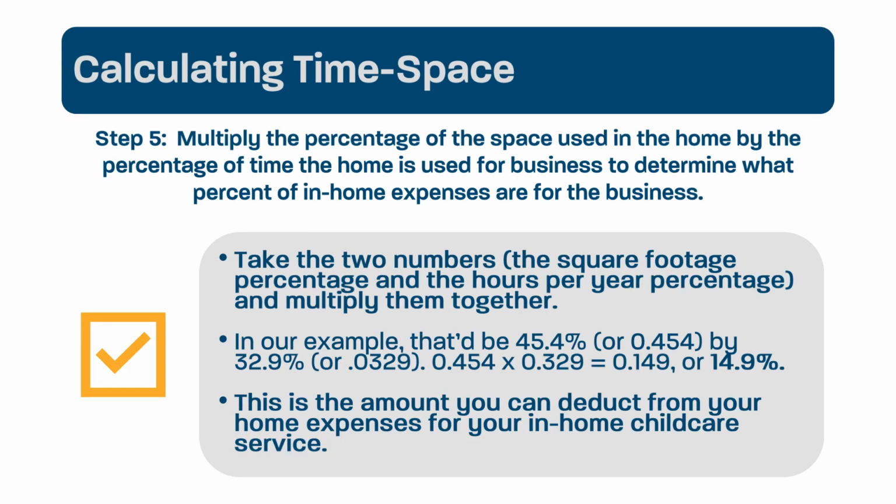Step 5. Multiply the percentage of the space regularly used in your home by the percentage of time your home is used for business to determine what portion of your in-home expenses are for the business. Take the square footage percentage and the hours per year percentage and multiply them together. In our example, that'd be 45.4% or 0.454 by 32.9% or 0.329. 0.454 times 0.329 equals 0.149 or 14.9%. This is the amount you can deduct from your home expenses for your in-home childcare service.